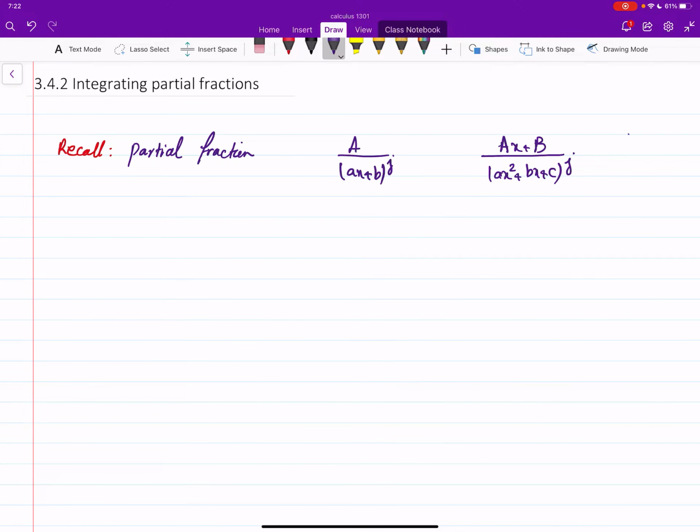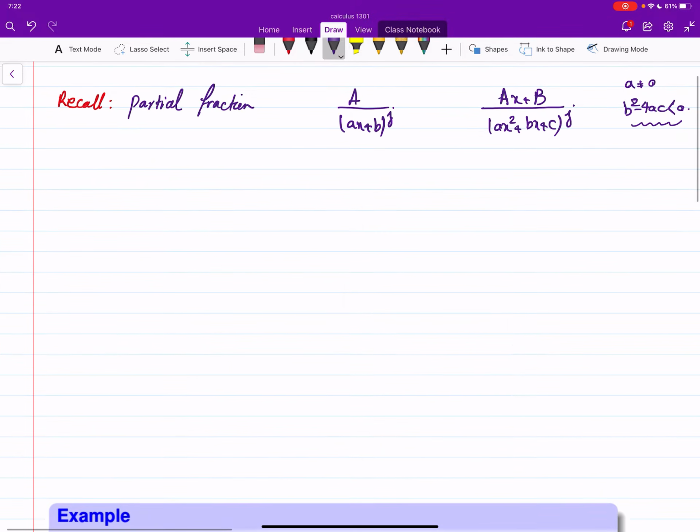And here I'm assuming for both of these, a is non-zero, and also for the second one, b squared minus 4ac is a negative number. Well, for the other cases, what we are doing will work, but will be a little bit different. Here in this video, I'm specifically working with this condition. Let us then start.